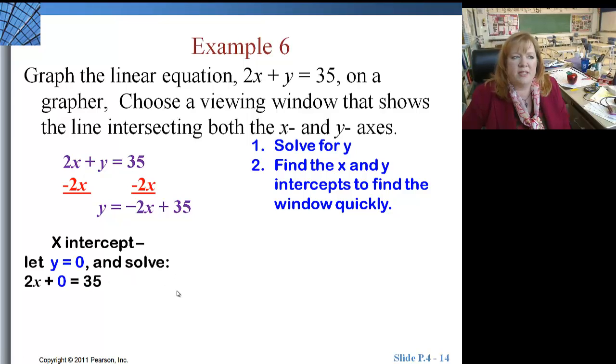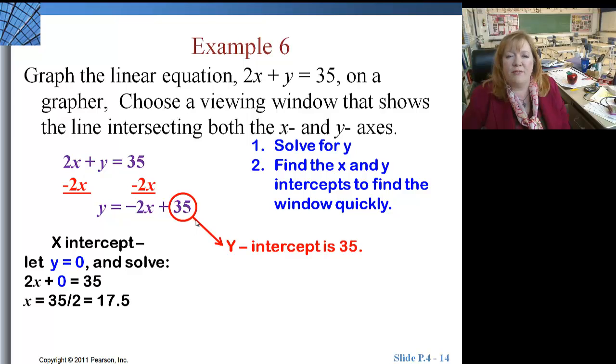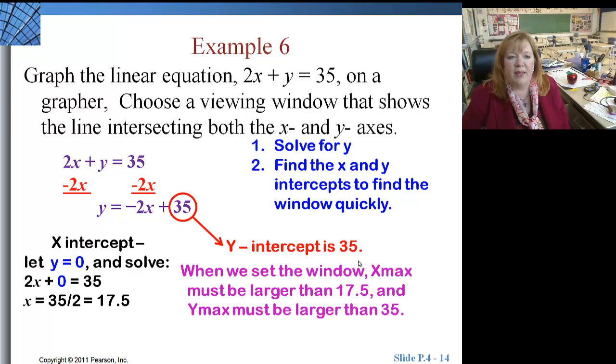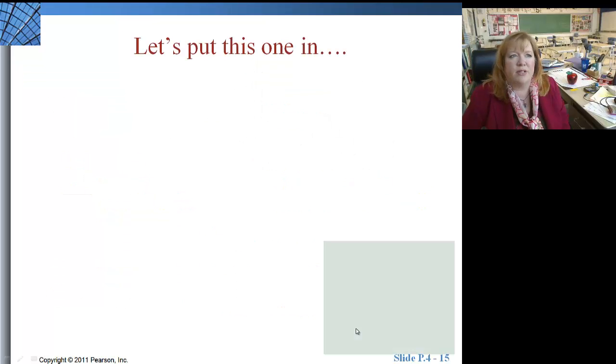So 2x plus 0, I went back up here. Like I said, that's easiest to find the y and x intercepts using this one. 2x plus 0 equals 35. Divide by 2, you get 17.5. So we know that our x max has to include that 17.5. Y-intercept's easy because we had it in that format right here. So the y-intercept is 35, which means our y-max has to be bigger than or equal to 35. So when we set the window, the x-max has to be larger than 17.5 and the y-max has to be larger than 35. So let's see how this works.